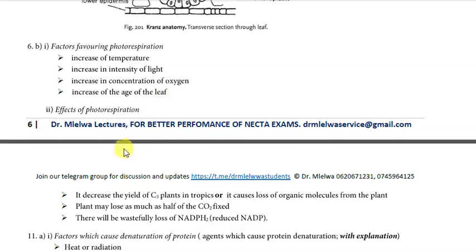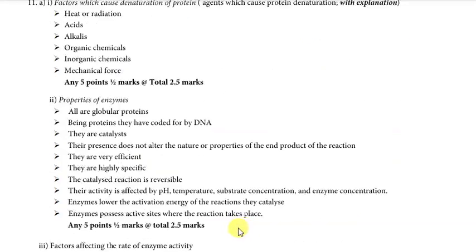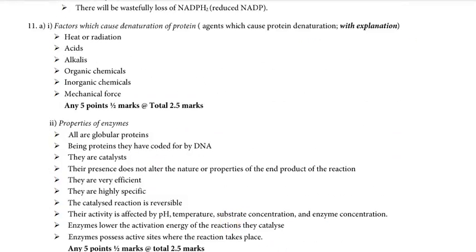Effects of photorespiration: first, it decreases the yield of C3 plants in the tropics. Second, the plant may lose as much as half of the carbon dioxide fixed. Third, it is wasteful. There will be a wasteful loss of NADPH2, that is, reduced NADP in the plant.